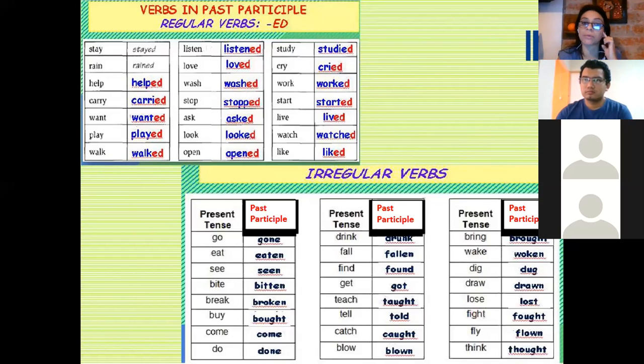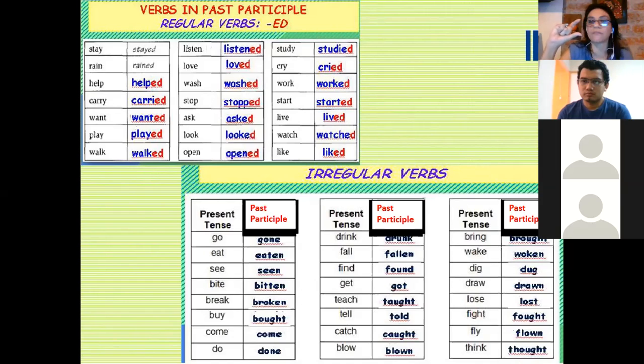So here we have, remember, these are regular verbs and these ones are irregular verbs. For the past participle, they change completely. So go, gone, eat, eaten, see, seen, beat, beaten, break, broken, buy, bought, come, do, done, drink, drunk with a U, fall, fallen, find, found, get, got, teach, taught, tell, told, catch, caught, blow, blown, bring, brought, wake, woken, dig, dug, draw, drawn, lose, lost, fight, fought, fly, flown, think, thought.